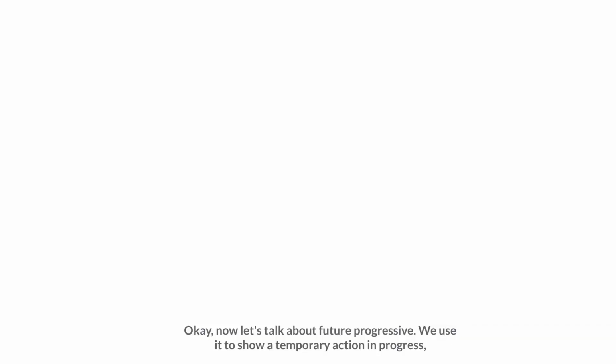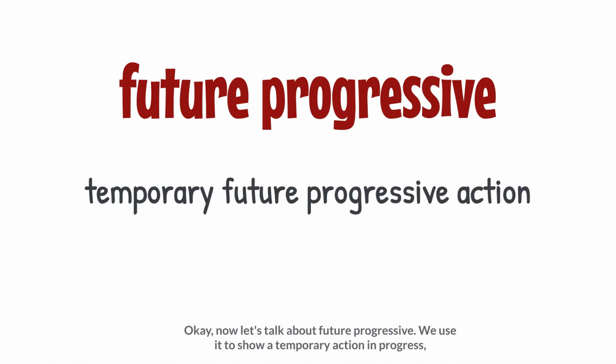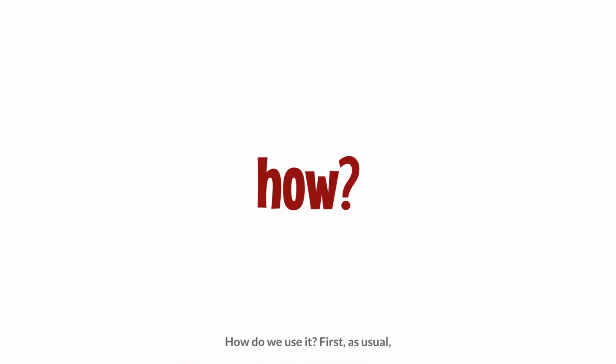Okay, now let's talk about future progressive. We use it to show a temporary action in progress that will be taking place in the future. That's pretty much the only function of future progressive. How do we use it?